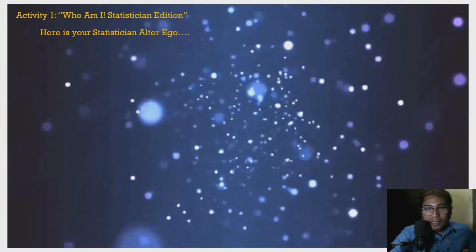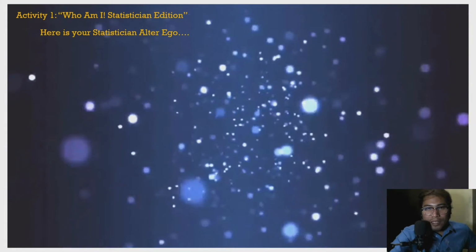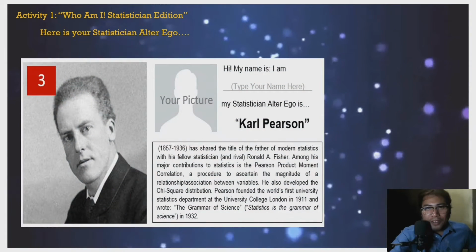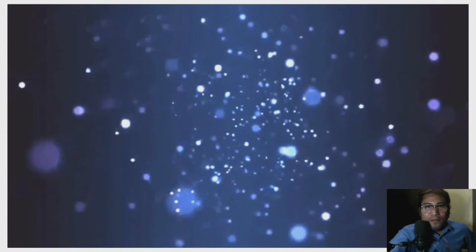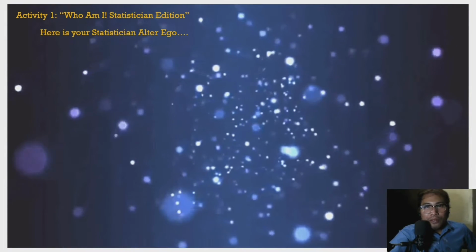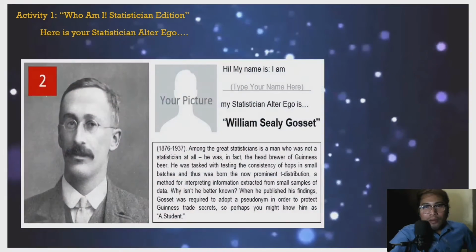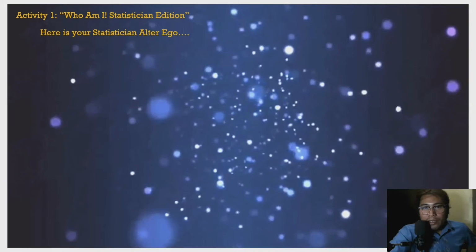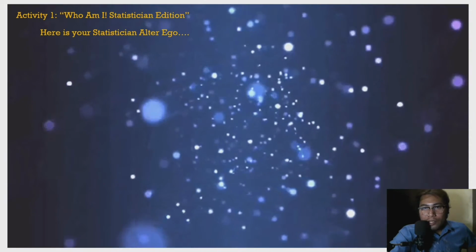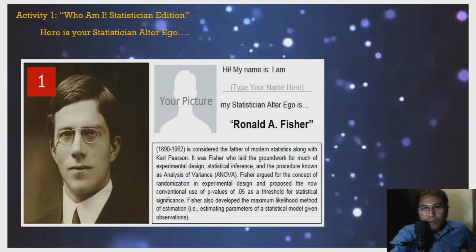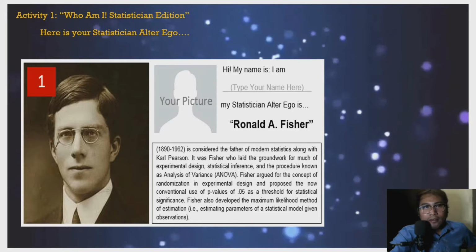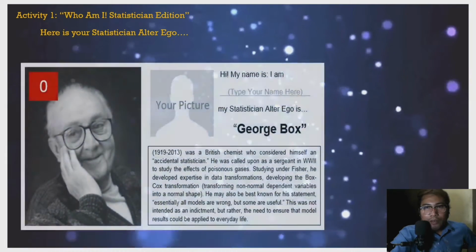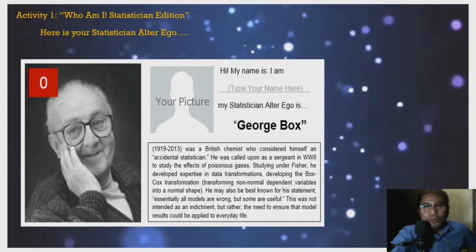Get a screenshot and edit this if your score is 3. You've made it this far. Your statistician alter ego is Karl Pearson. Focus! If your score is 2, your statistician alter ego is William Sealy Gosset. Try hard next time. If your score is 1, your statistician alter ego is Ronald A. Fisher. Please study harder. If your score is 0, your statistician alter ego is George Box.